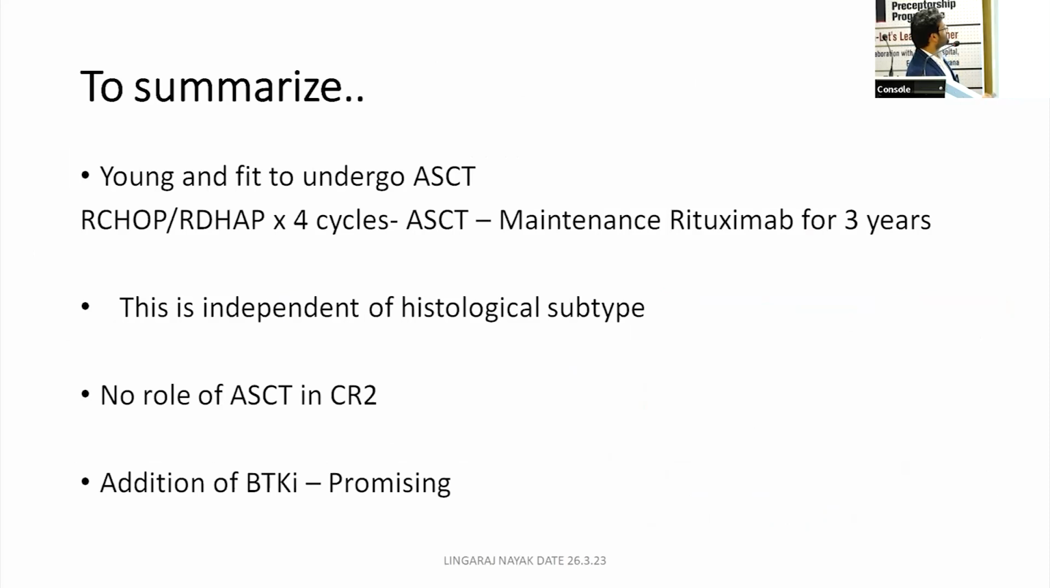So this is the summary. Young, fit patients undergo transplant. This is independent of histological subtype. So whether I get a blastic or a pleomorphic, I don't have any data to exclude transplant in a blastic mantle cell lymphoma, right? Though they are high risk, this is the treatment, right?